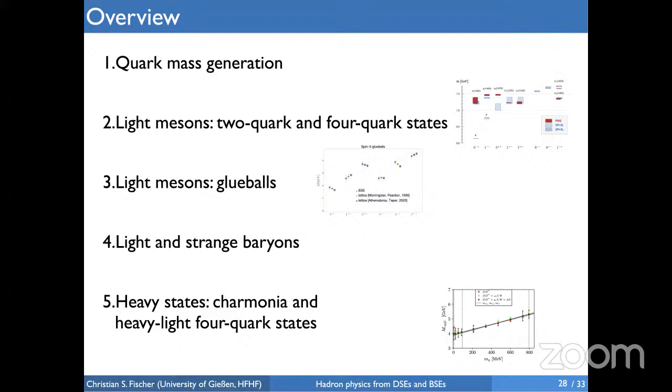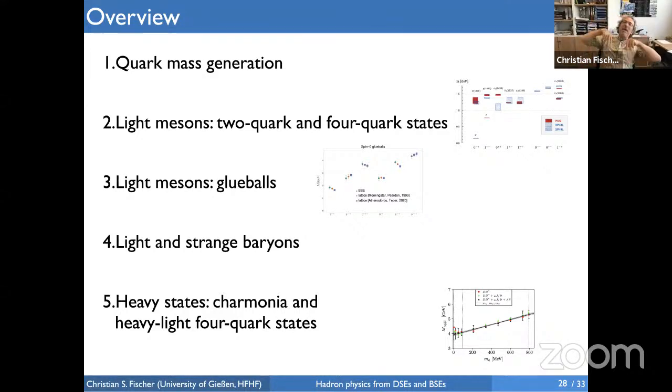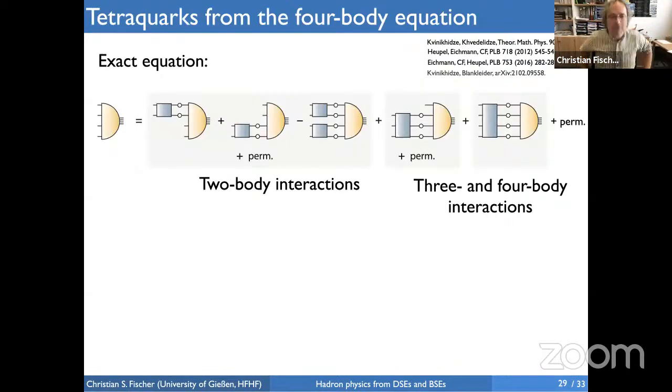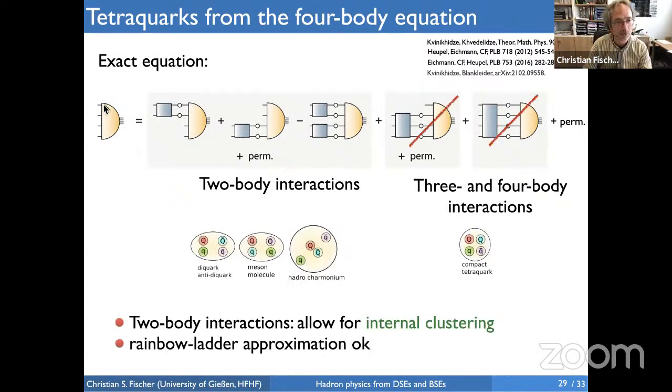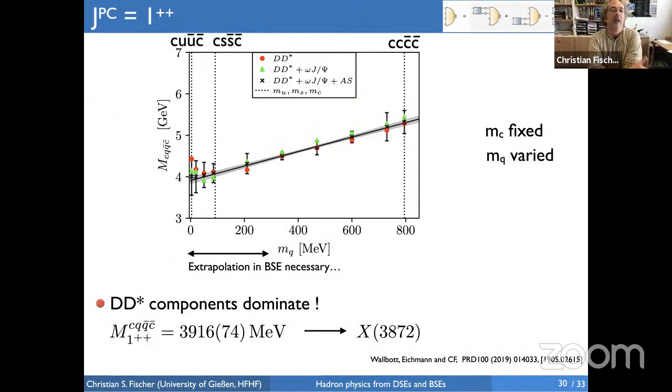So now we leave the baryon sector, and I'm coming back to the issue of 4-quark states. Remember, this was the equation that we solved, and we can solve this for 4 light quarks, but also for 2 light and 2 heavy quarks. And then again, the issue of the structure will be interesting and important. Here I show you the result in one particular channel, which is very interesting.